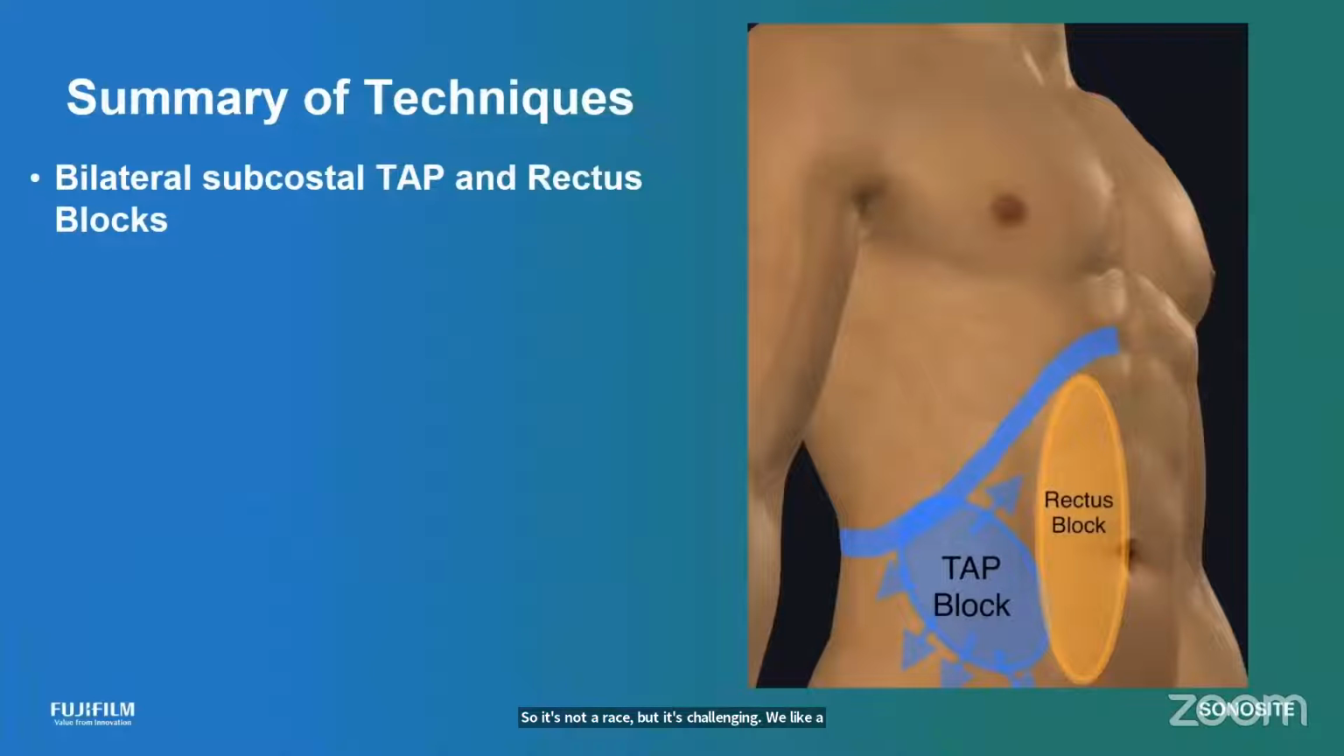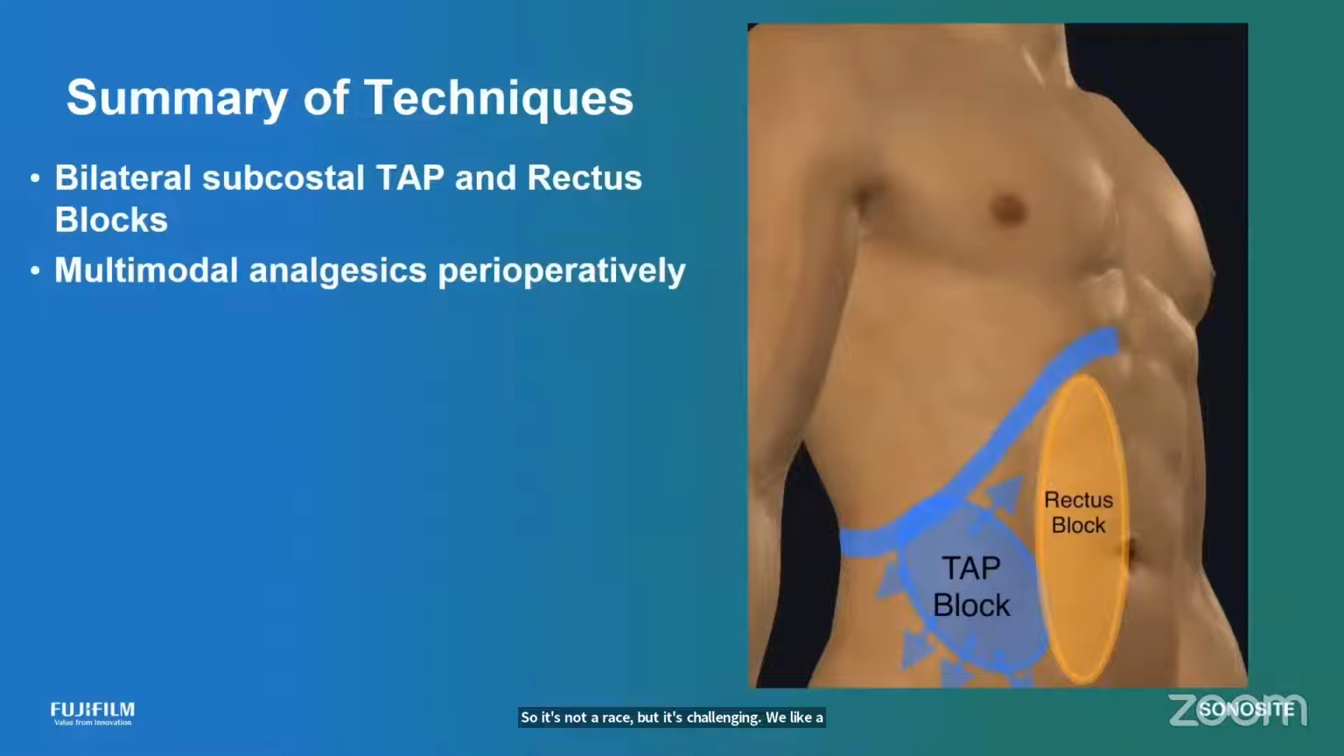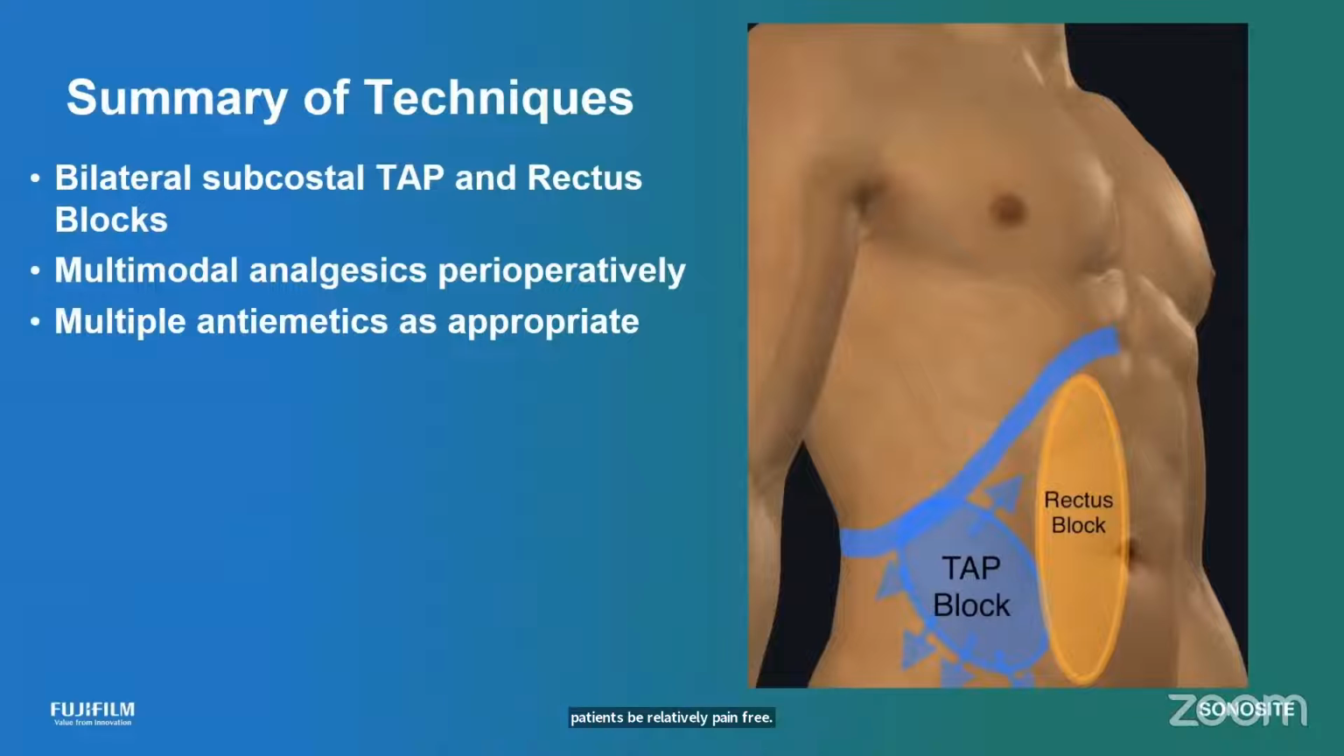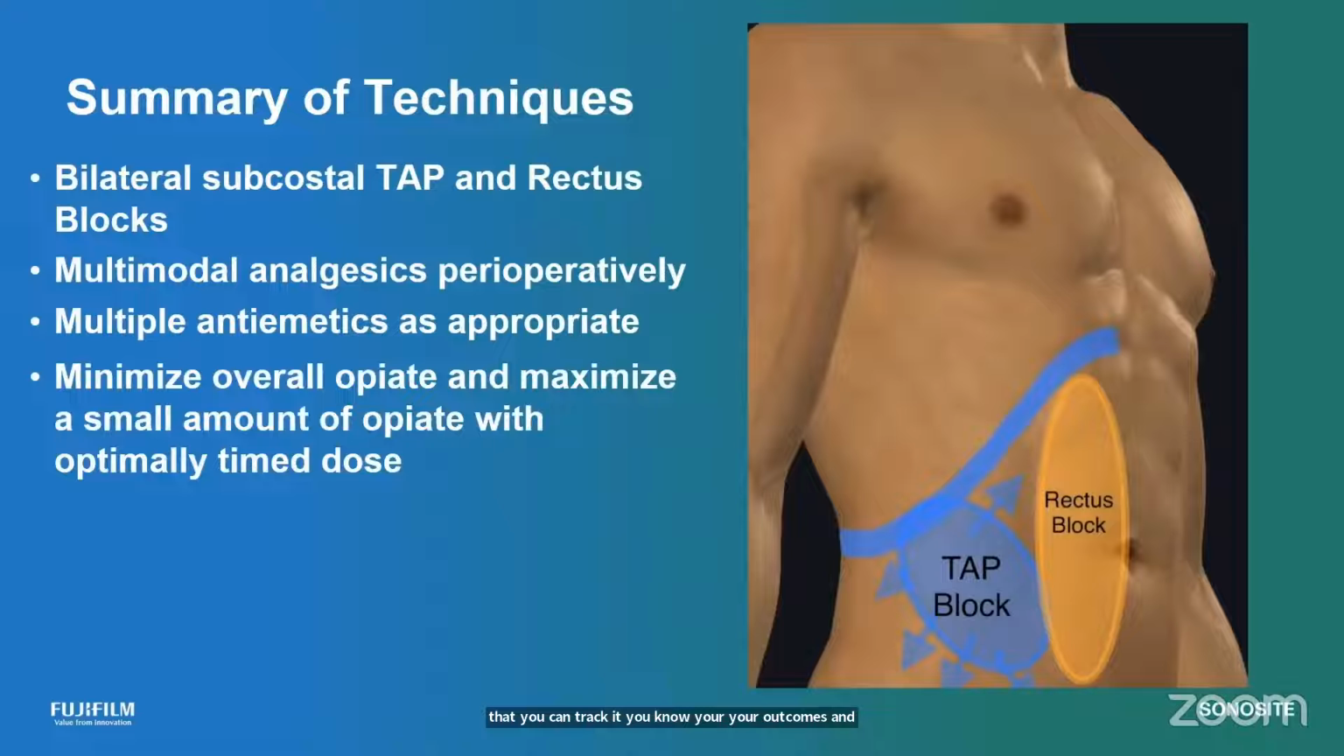Add your multimodal analgesics. We know the TAP and rectus blocks aren't surgically analgesic, but we know what to expect with them. We know they're consistent, and we can really apply our multimodal analgesics in a timely manner to help the patients be relatively pain-free perioperatively. Antiemetics as appropriate, pre-op, intra-op, post-op, and then rescue. So have them all lined up. Have some sort of protocol so that you can track your outcomes, and then you can tweak it as needed.